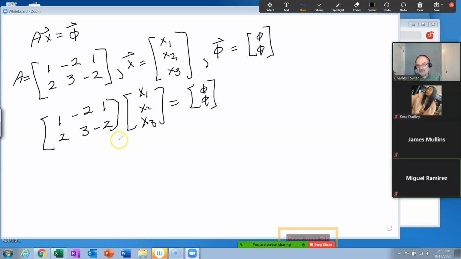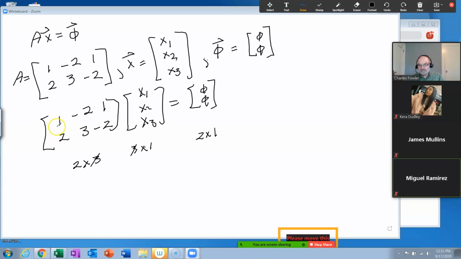Let's see if that is even possible to do. Well, let's see if the sizes are right. That's the surprising thing. This is a 2 by 3 matrix. This is a 3 by 1 vector or matrix. And sure enough, since these inner numbers are the same, we can wipe them out, and that gives us a 2 by 1, and that's exactly what we have. So at least the sizes work.